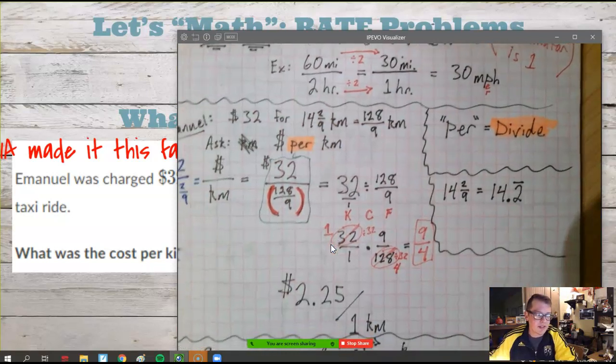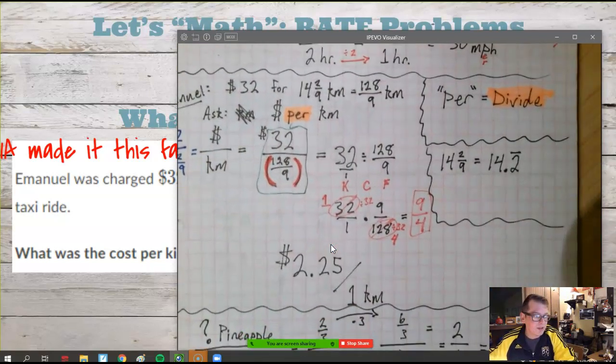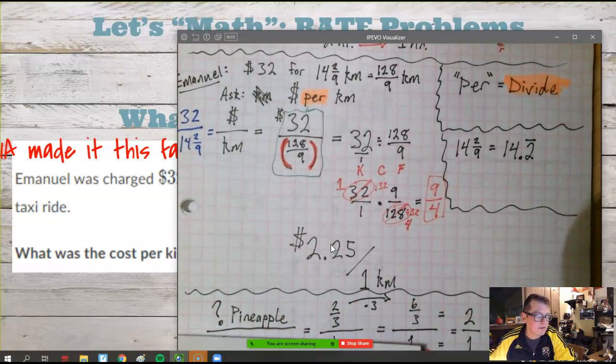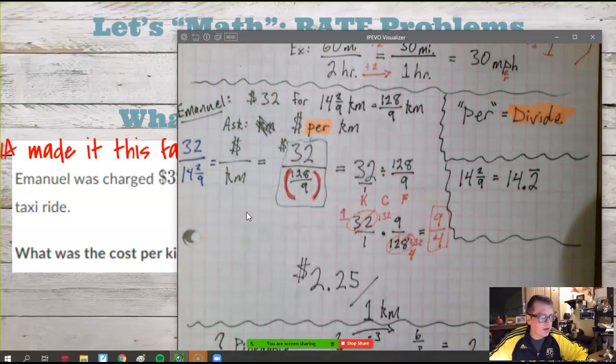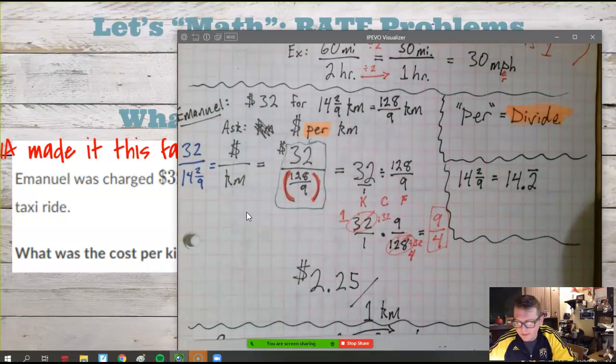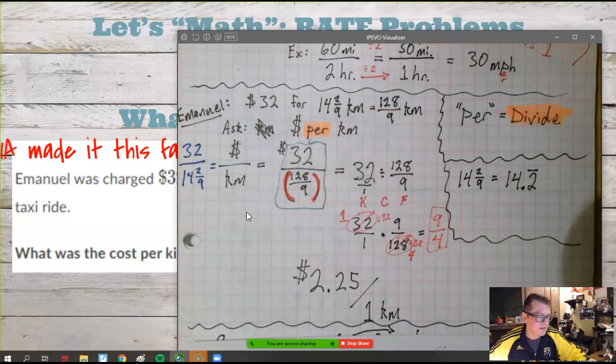So what that tells us is our answer will have the label that they asked us for. So that is dollars per 1 kilometer. Does that make sense?